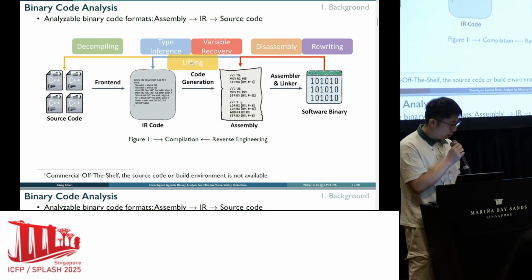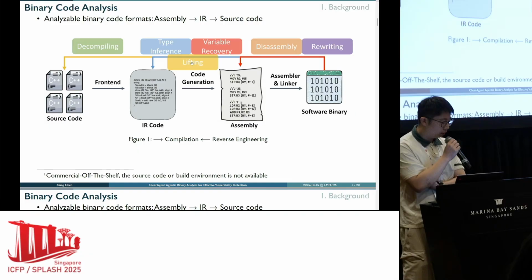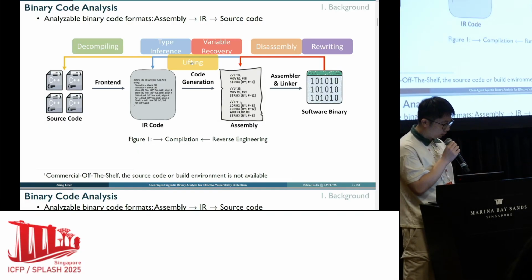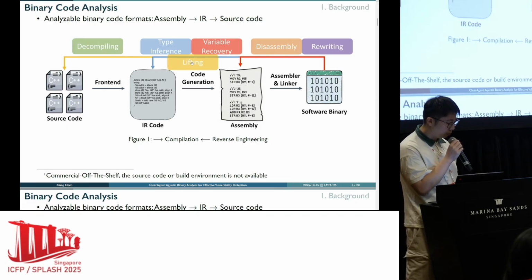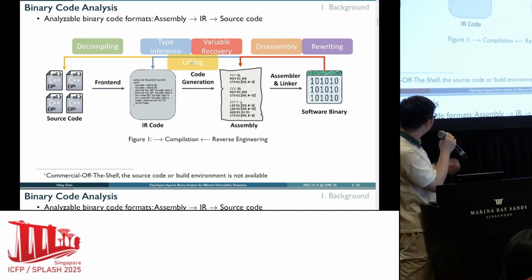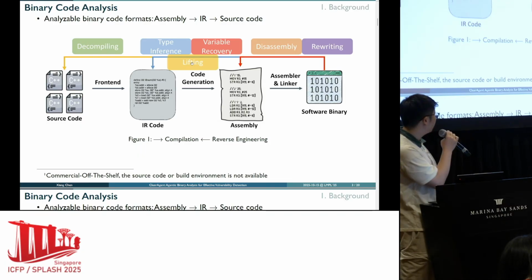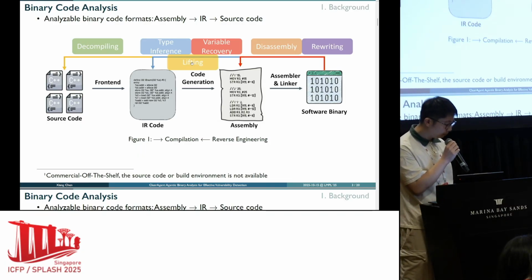The binary code is the final artifact of the software building process. From left to right, the source code will be compiled first to the IR, also known as the intermediate representation, and then to the assembly code, and finally to the binary code, which is essentially a bunch of bytes. During the process, the high-level information such as types and symbols will be stripped.